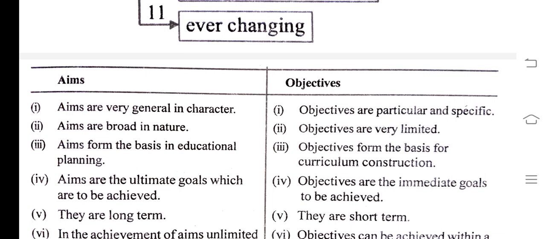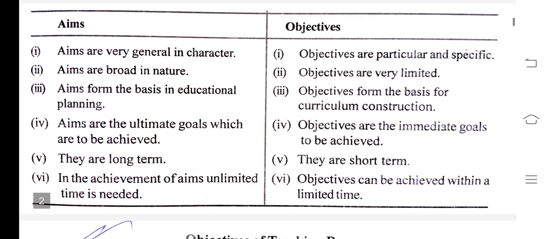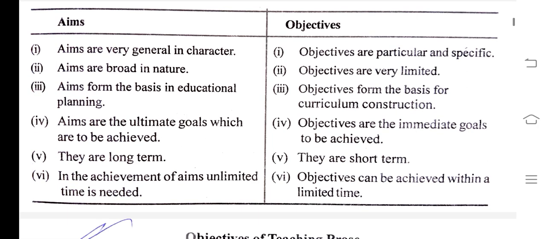Difference between aims and objectives. Aims are very general in character. Objectives are particular and specific. Aims are broad in nature. Objectives are very limited. Aims form the basis in educational planning. Objectives form the basis for curriculum construction. Aims are the ultimate goals which are to be achieved.